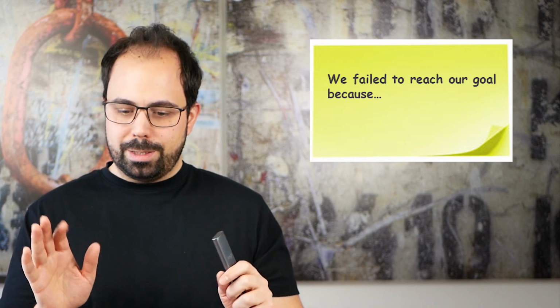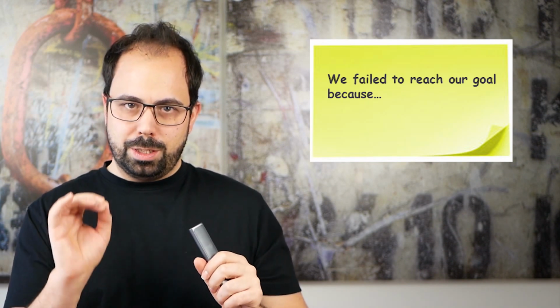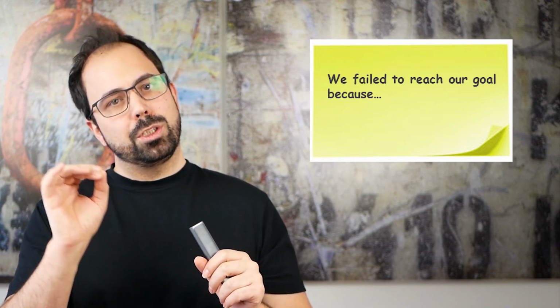So we like to call this, at the university and at Academy, the post-mortem exercise. So the first part of the exercise is to do this reflection and just write very simply per post-it each person, we failed to reach our goal because, and then write down the reason. Then that we have our we failed because, we want to turn this into a question, okay?